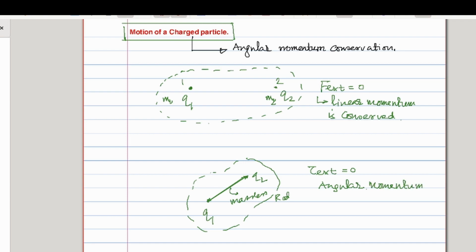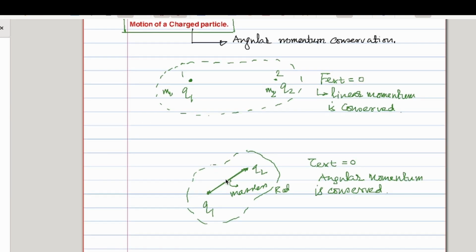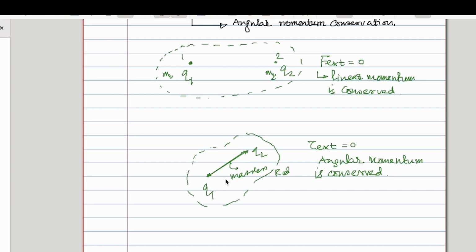Why is torque external 0? Because there is no electric field. If there is an electric field, torque external may not be 0. External electric field can vary with the radius r. External electric field can be non-uniform in nature. So it may produce a force. It may exert a force.